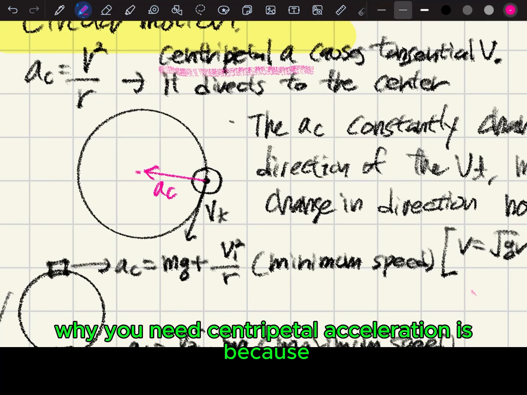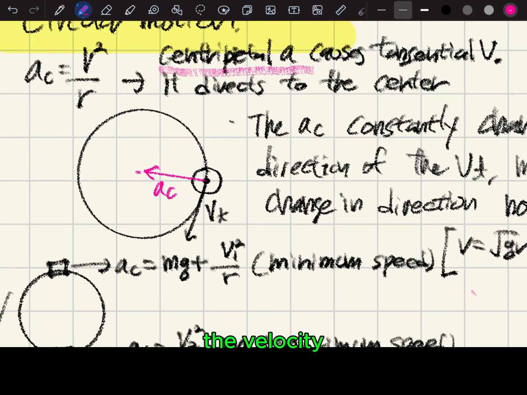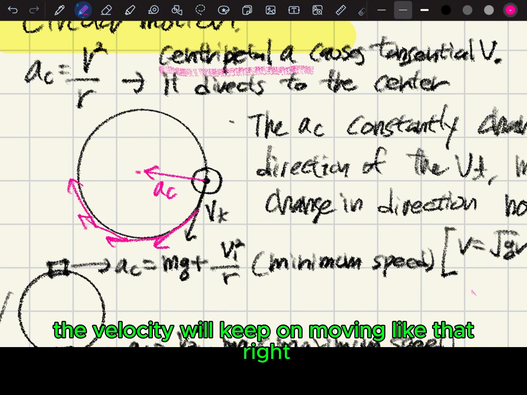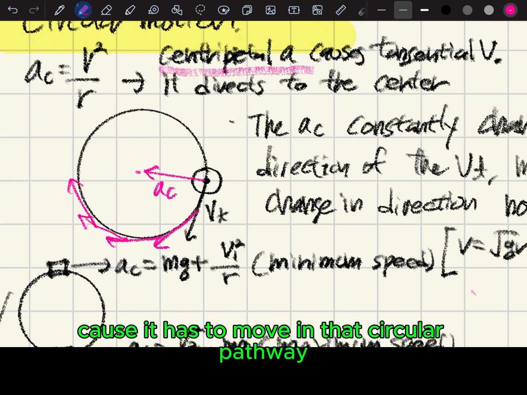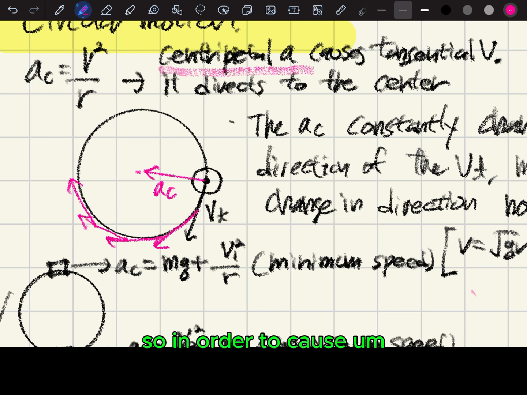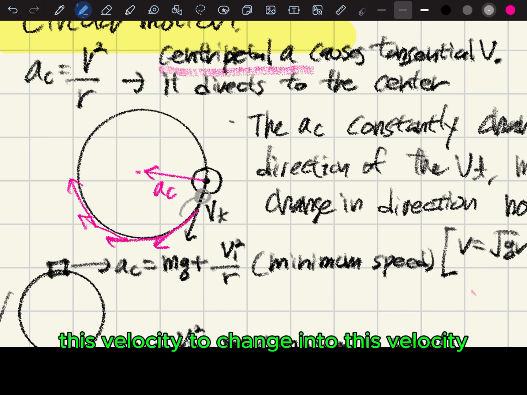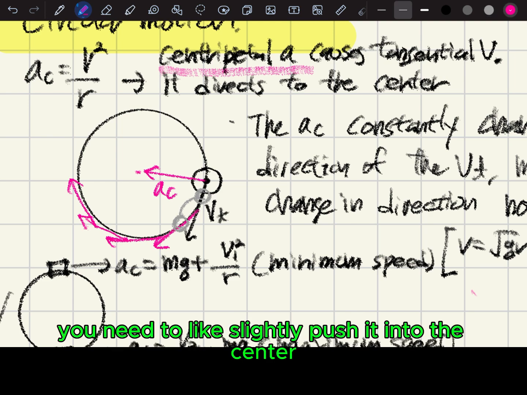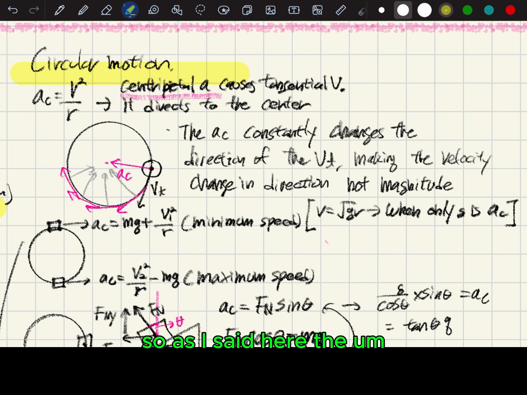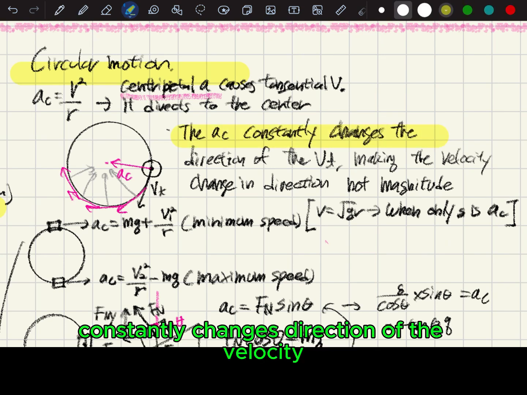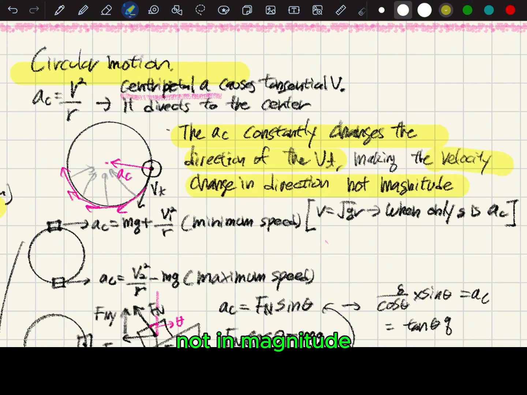The reason why you need centripetal acceleration is because the velocity, despite the fact that it has the same magnitude, keeps on changing its direction. So as time passes, the velocity will keep on moving like that, right? Because it has to move in that circular pathway. So in order to cause this velocity to change into this velocity, you need to slightly push it into the center. As I said here, the centripetal acceleration constantly changes the direction of the velocity, not its magnitude.